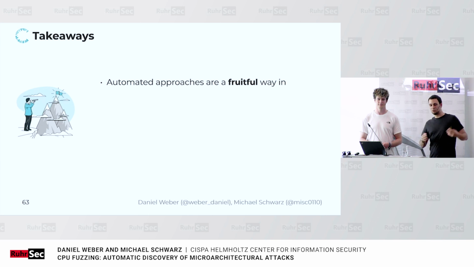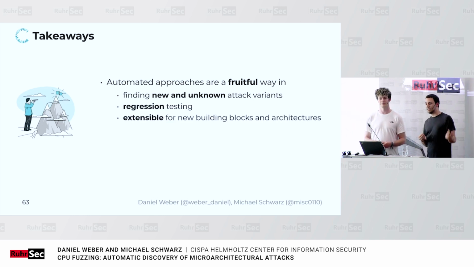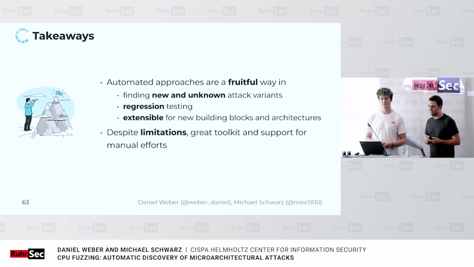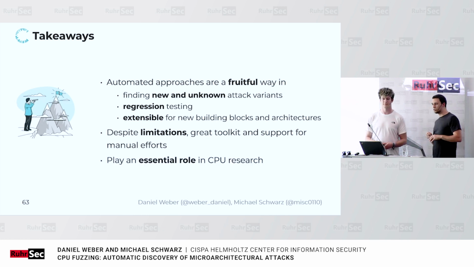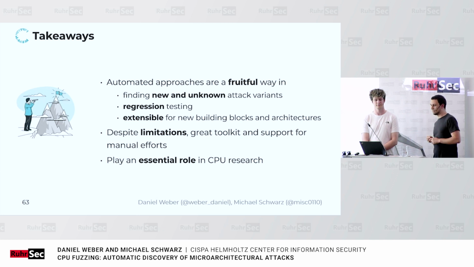So these tools are still in the beginning. You've seen they are very, very easy, and we expect to have more complex tools in the future. But even these simple tools already allow to find new and unknown attack variants, can be used for regression testing, and can be extended. So despite the limitations we still have, it's already a great start, and we have good tools that are already playing a role in CPU research because, well, we can automate many things that we had to do manually in the past.